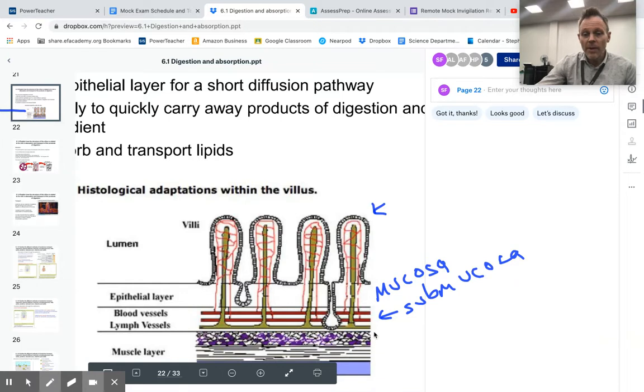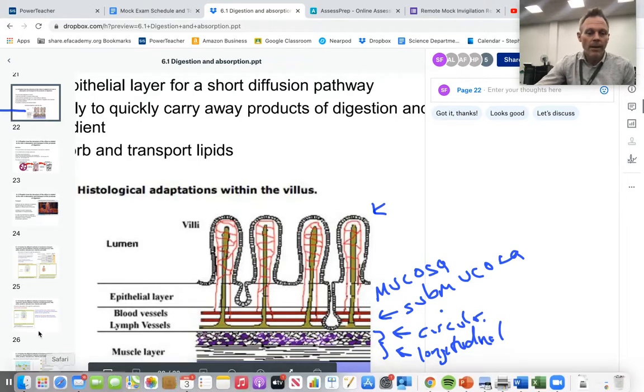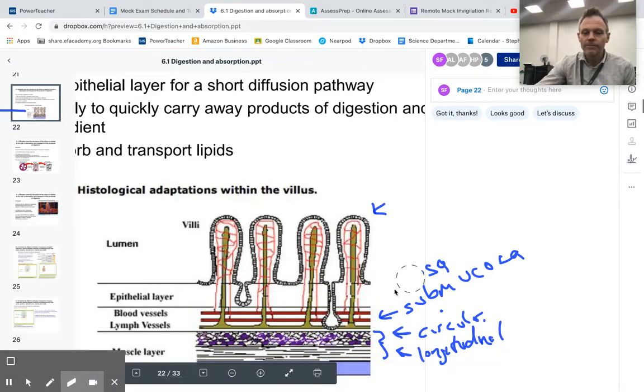And then under that, we have our two muscles. And you remember which one is on the inside? The one that squeezes and causes that little sphincter. Those are circular muscles. And then here we have our longitudinal muscles. So that is review. All right. Let's erase all that.